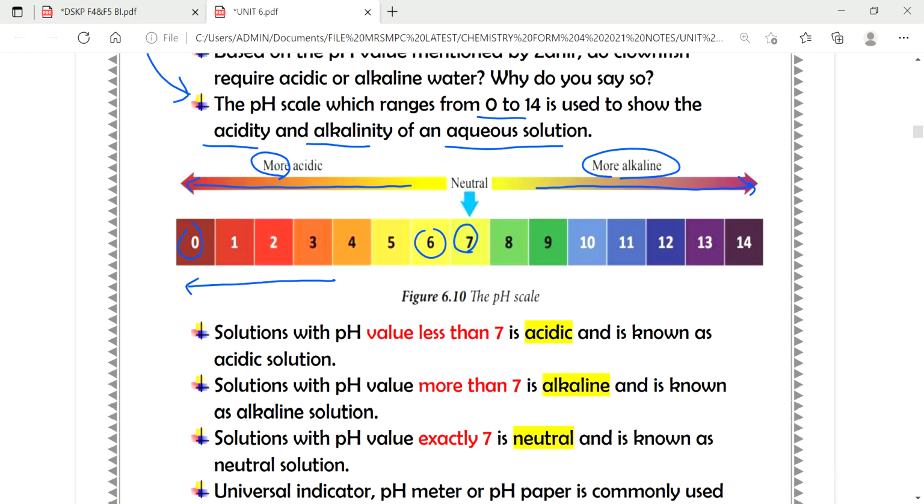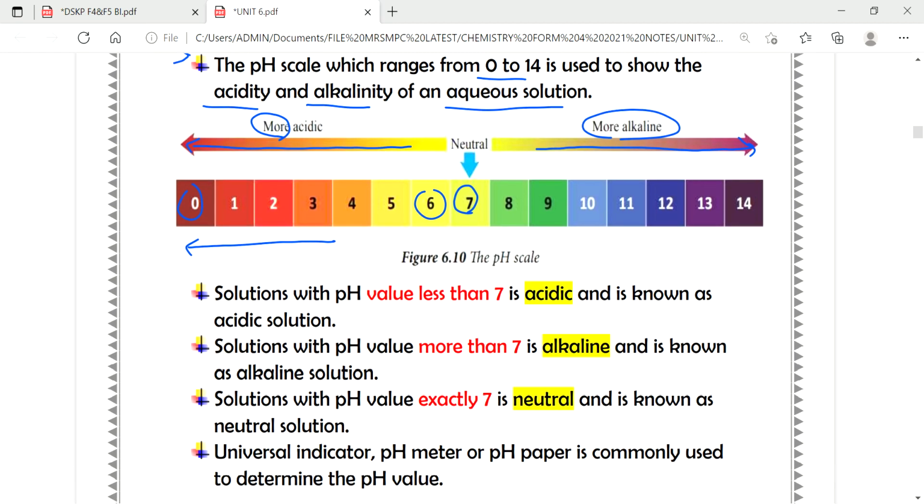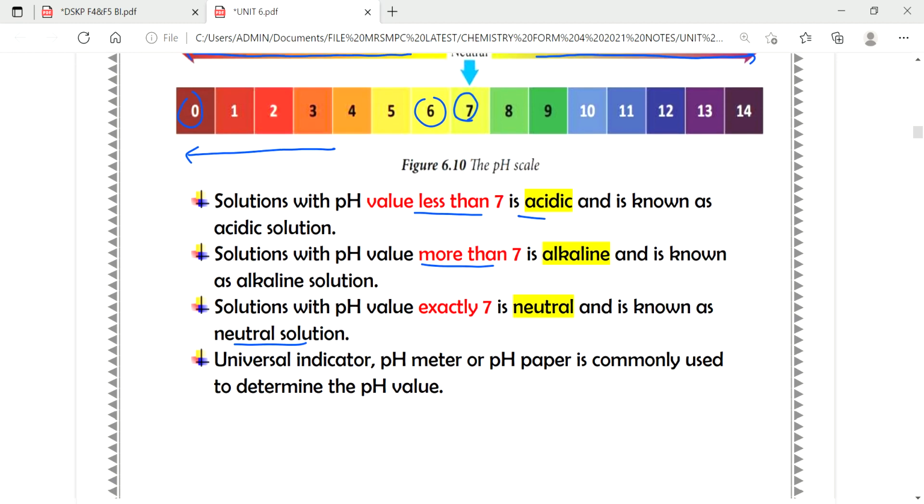Okay, alright. This sentence explains what teacher said just now. A solution with a pH value less than 7 is acidic, and we call it an acidic solution. But a solution with a pH value more than 7 is alkaline, and is known as an alkaline solution. If the solution has a pH value of exactly 7, that is neutral. So we call it a neutral solution.